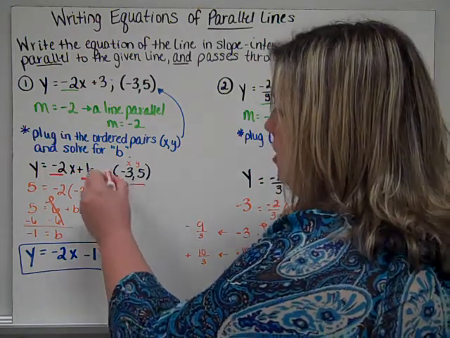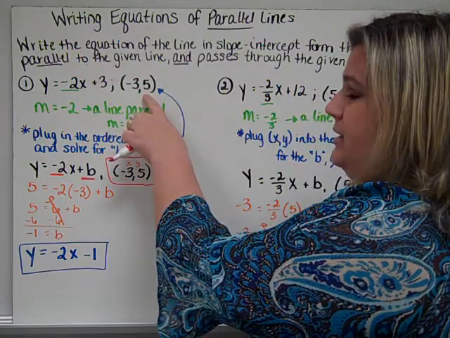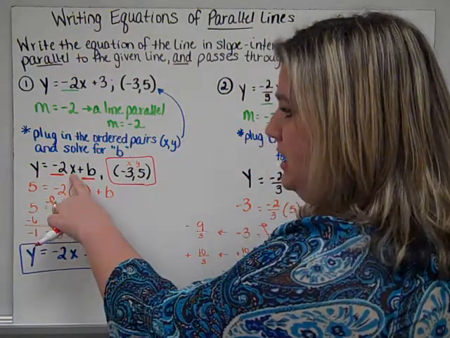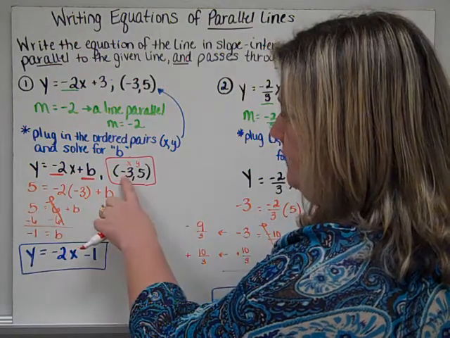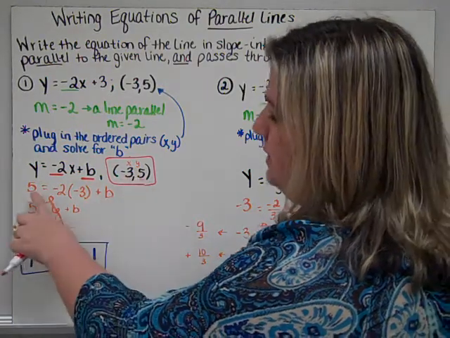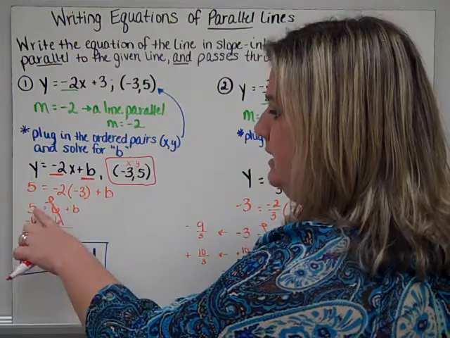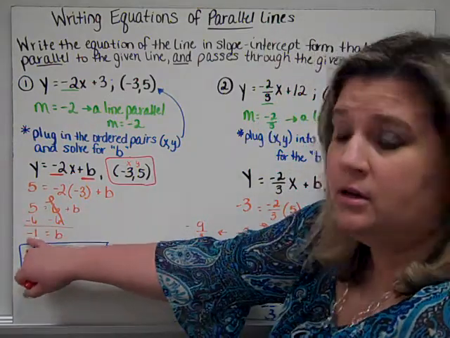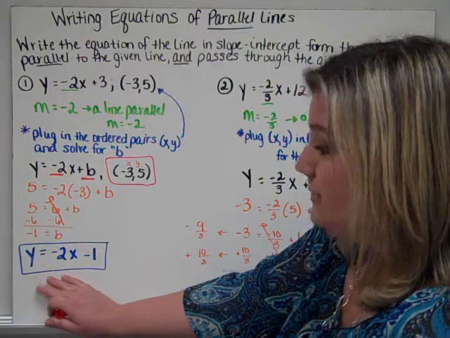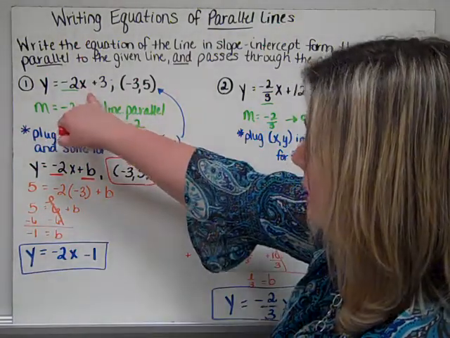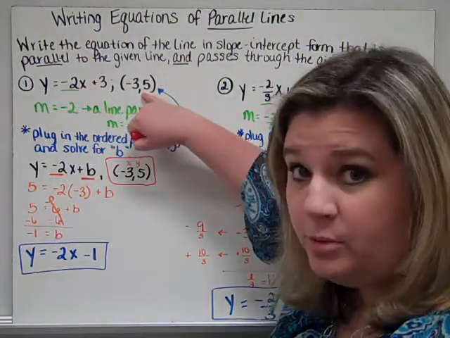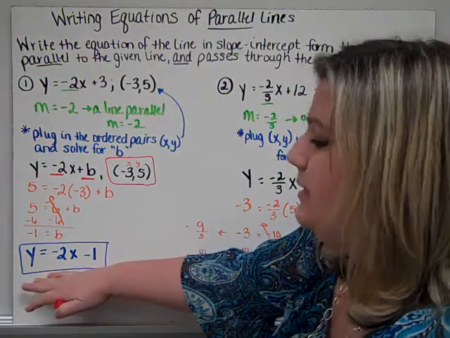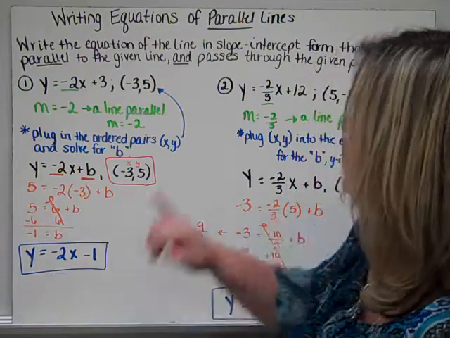We use the point that the line's going through and plug that in for the variables. Here my x-coordinate is -3 and my y-coordinate is positive 5. When we plug that in and simplify, my new intercept is -1. So the equation of the line that's parallel to the given line and goes through the point (-3, 5) is y equals -2x minus 1. Example number 2.